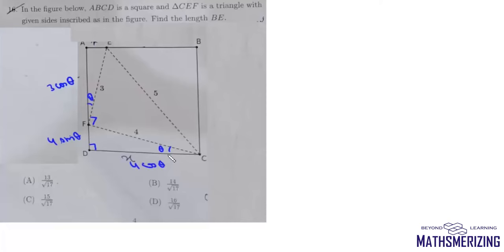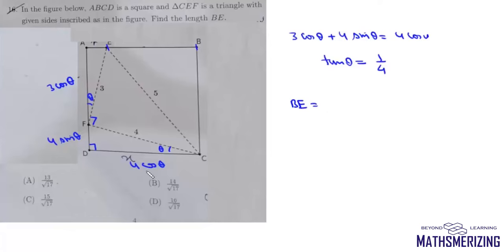Now since it is a square, both sides must be equal. So we'll get 3 cos theta plus 4 sin theta must be equal to 4 cos theta, or we'll get tan theta as 1 by 4. Now we need to find the value of BE.